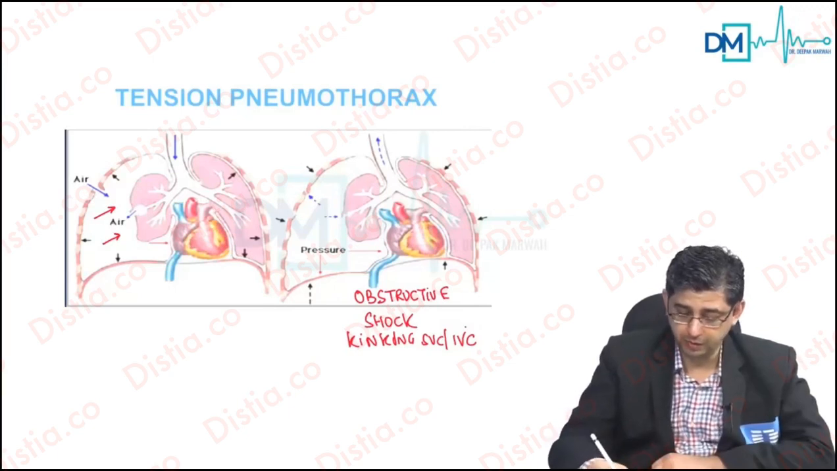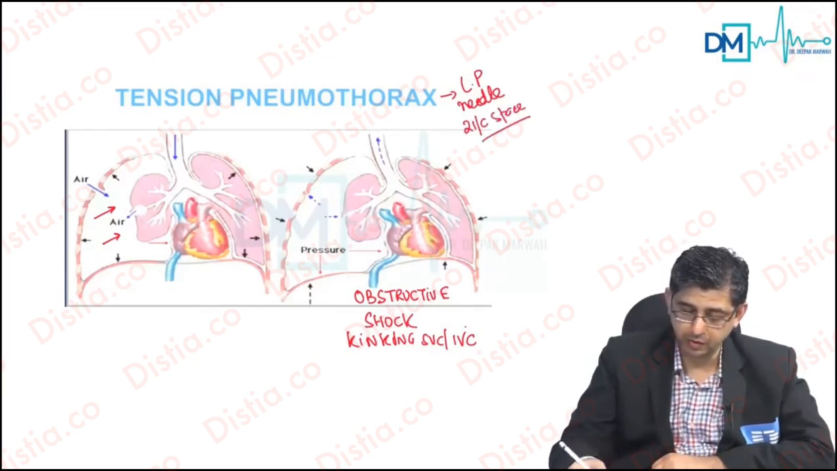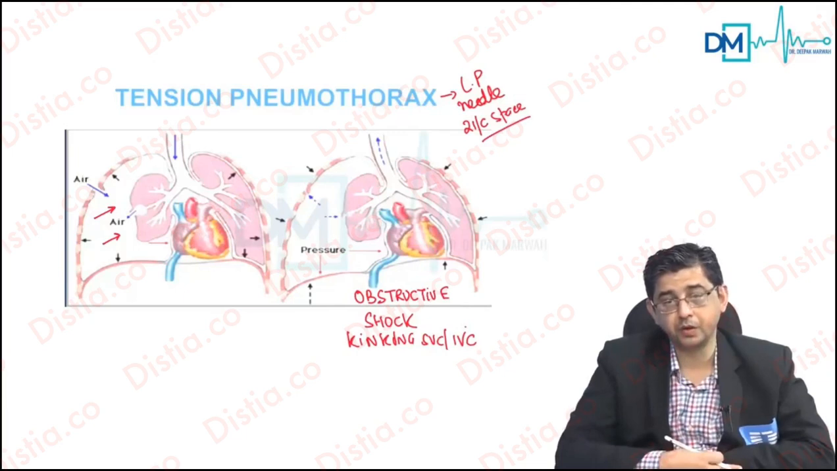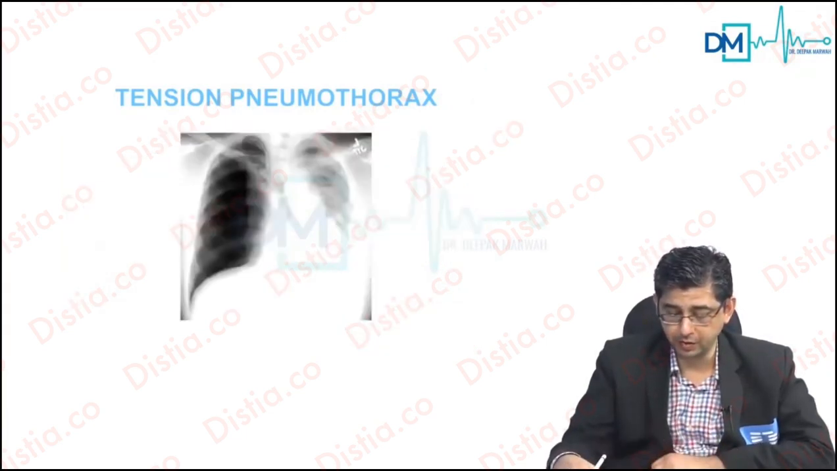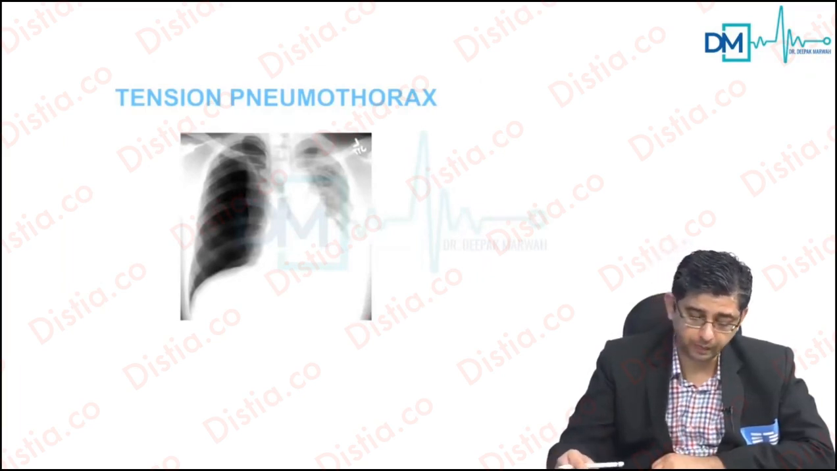For management of these patients, you will have to put a large-bore needle in the second intercostal space. This will help in decompression of the chest because it will allow the air to escape. So as a result, at least you will be creating an exit mechanism for air, and the pressure in the chest would become relatively lesser. So the obstructive shock component will reduce.